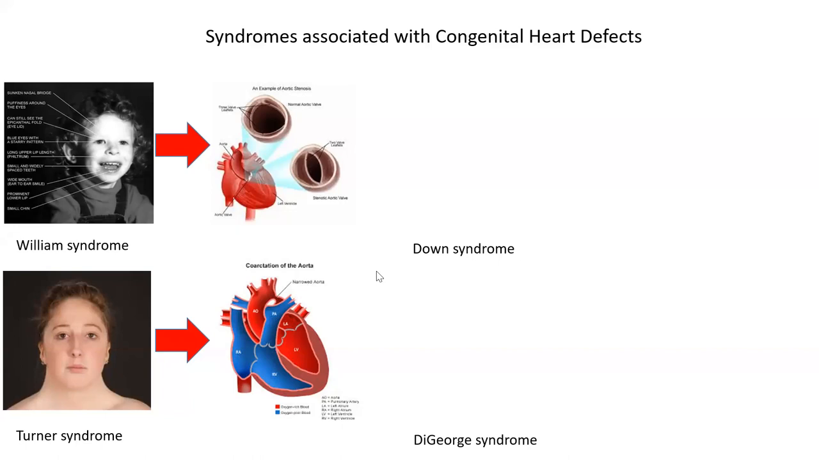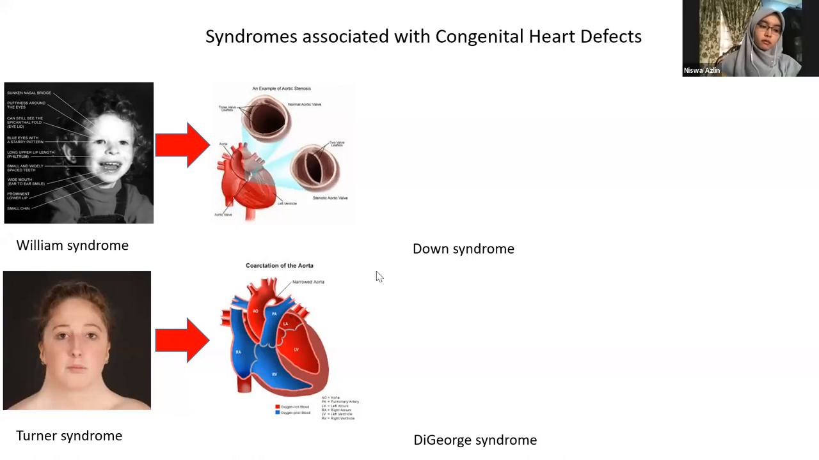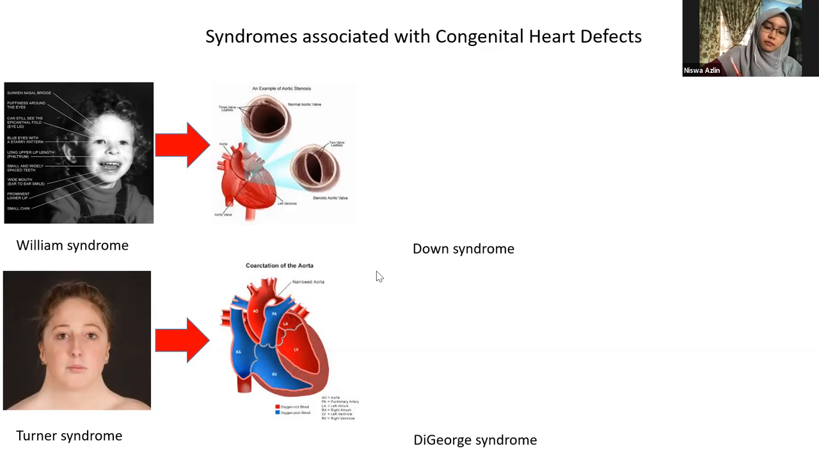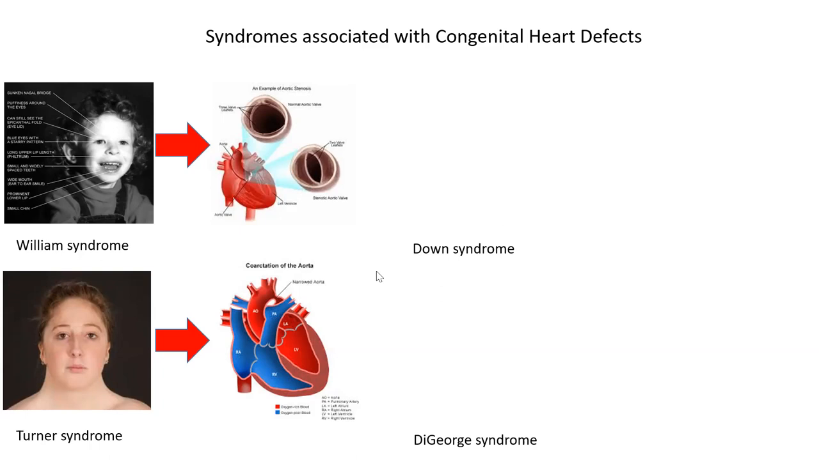For DiGeorge, you have to do FISH. You have to do a FISH study for DiGeorge. It's a Catch 22. Williams, actually conventional karyotyping can detect Williams, but most of the time we use FISH for Williams. We've got a panel for all these syndromes, so it's easily diagnosed. It's just the cost of money. But the cost is only around RM200, so it's not necessary.